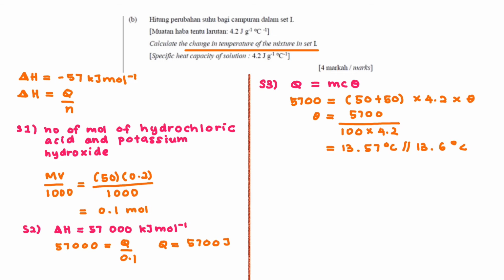Step 3. Find theta, the temperature change. Use the formula Q equals mc theta and substitute all the values we have. The final answer is 13.57 degrees Celsius.